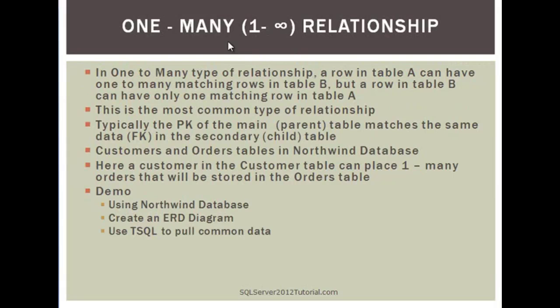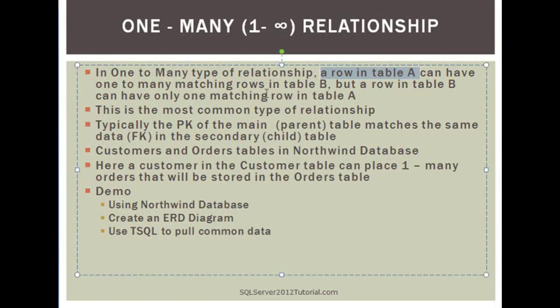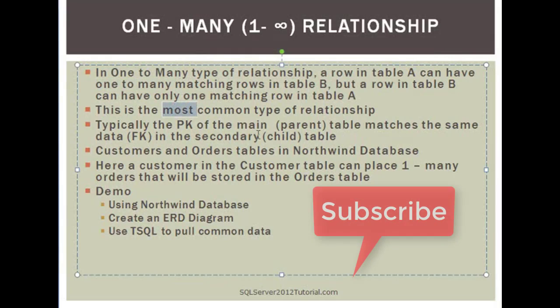Next, we have a one-to-many relationship. Basically, in this one, a row in table A can have one-to-many matching rows in table B, but a row in table B can only have one matching row in table A. This is definitely the most common type of relationship in databases.